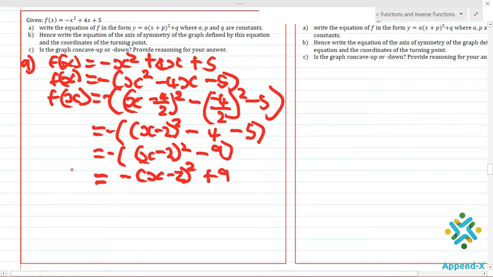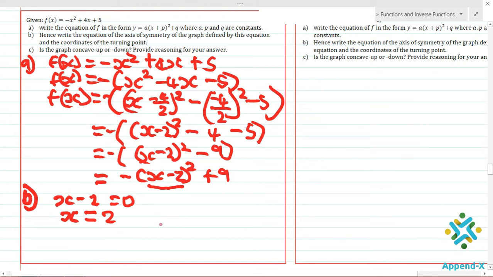Now part B says, hence write the equation of the axis of symmetry of the graph defined by this equation and the coordinates of the turning point, okay? That is part B. Now the equation of the axis of symmetry can be obtained by equating x minus 2 to 0 and solving for x. So x minus 2 is equal to 0. Solving for x by sending negative 2 to the right hand side, x is equal to a positive 2 is the equation of the axis of symmetry of the graph of f, okay?